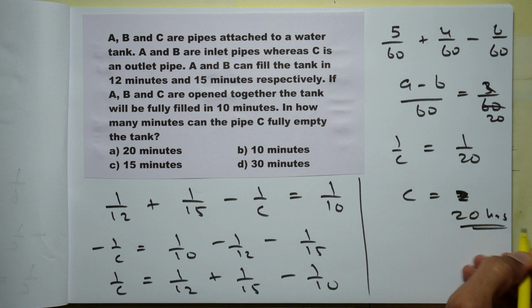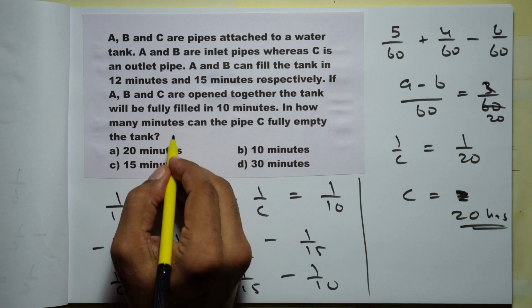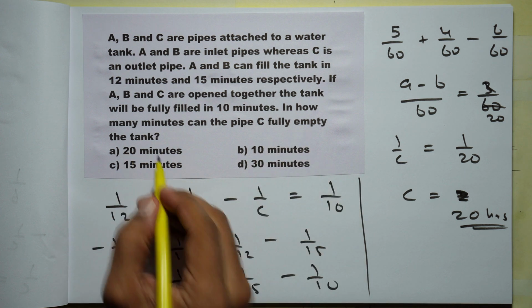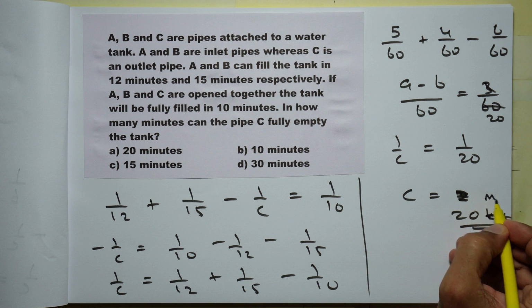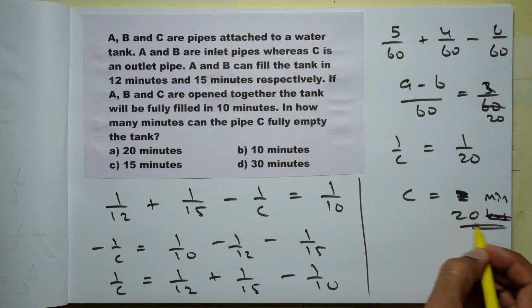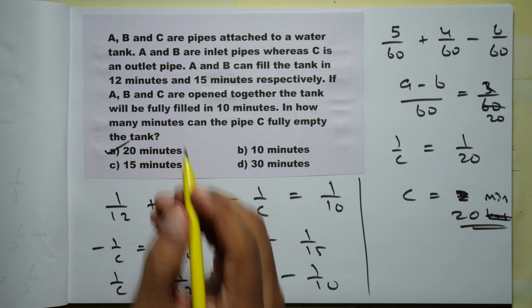20 hours. So in how many minutes can pipe C fully empty the tank? That is in C minutes, and C you will get as 20 minutes. So the time required is 20 minutes, option A.